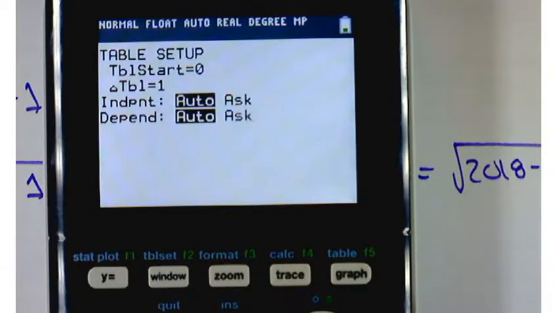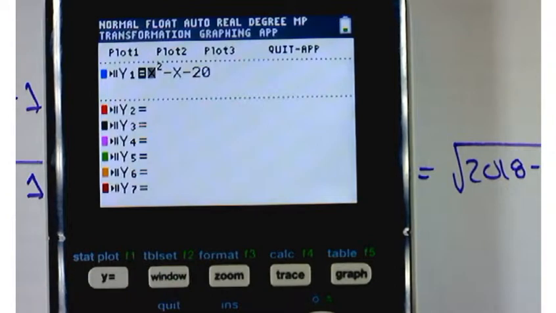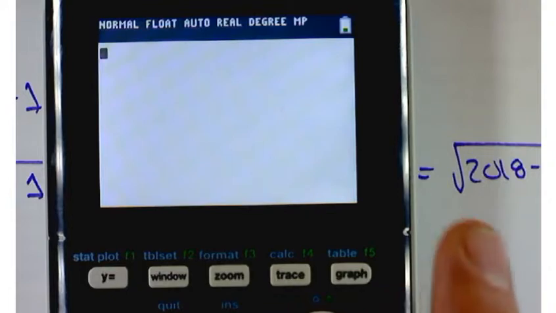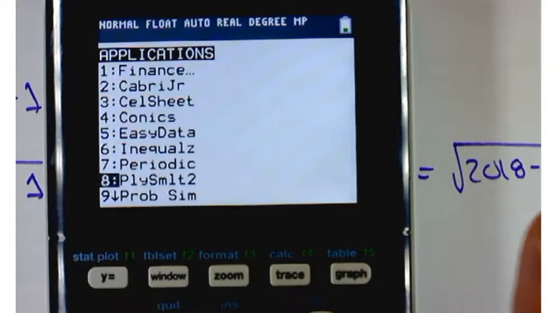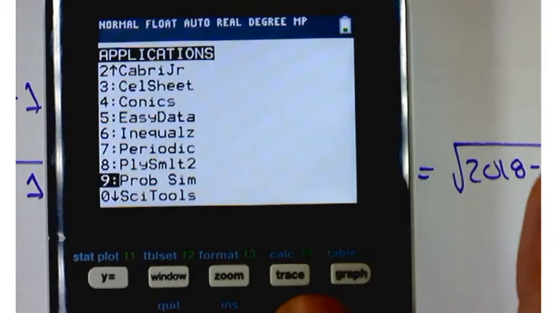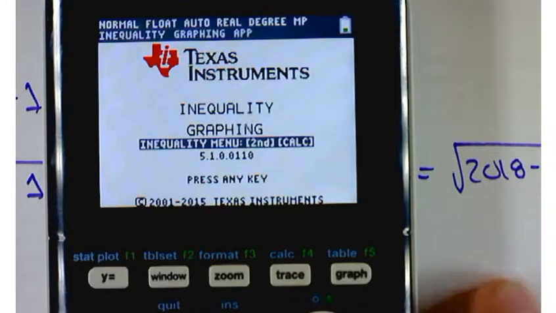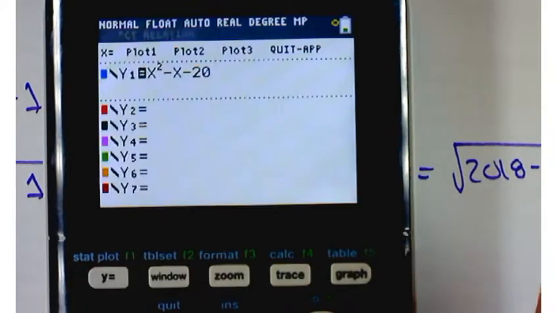And let's plug in the different expressions for the y equals. So, somebody messed with this. Hang on. Apps. Let's see. Equals. Quit. All right. Let's see. Yeah, there we go.